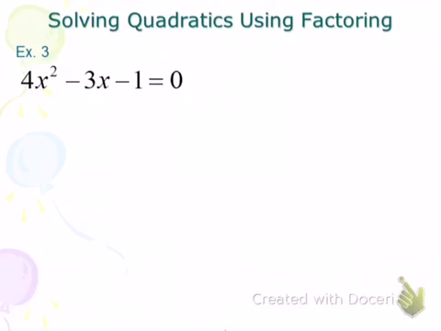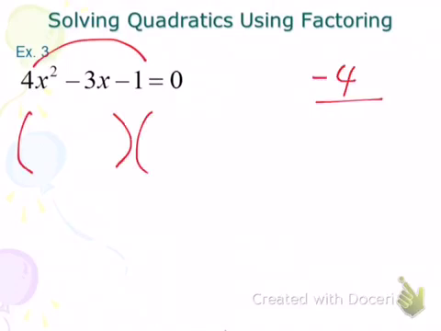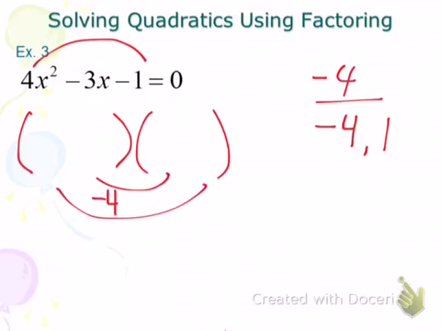Four times 1 is negative 4, so I'm looking for the factors of negative 4 that will add up to be negative 3. What are they? Negative 4 and positive 1. So the product of these two terms has to be negative 4x plus 1x. Can I use 2 and 2 to get those two terms? I cannot use 2 and 2, so I have to use 4x and x.